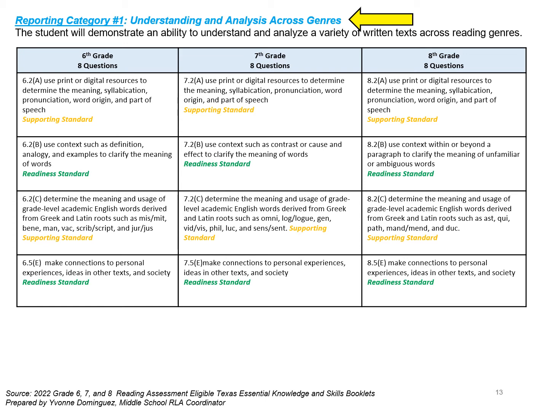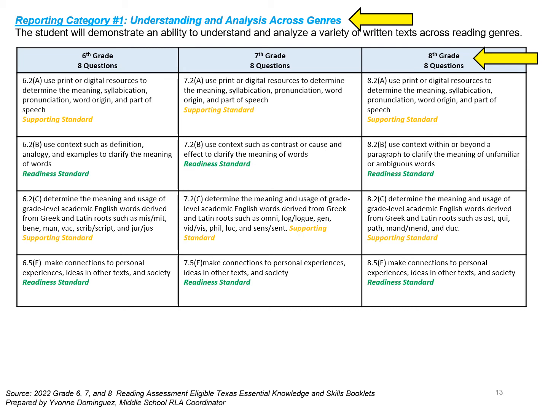Across the top, you will see the reporting category. You may remember that from the blueprint. Reporting category 1 is understanding and analysis across genres. The student will demonstrate an ability to understand and analyze a variety of written text across reading genres. And then right underneath that, notice you have the 6th, 7th, and 8th grade columns. Underneath each grade level, you may remember that from the blueprint as well, you will find the number of questions. So that is included in here. For reporting category 1 as an example, 6th, 7th, and 8th all have a grand total of 8 questions.